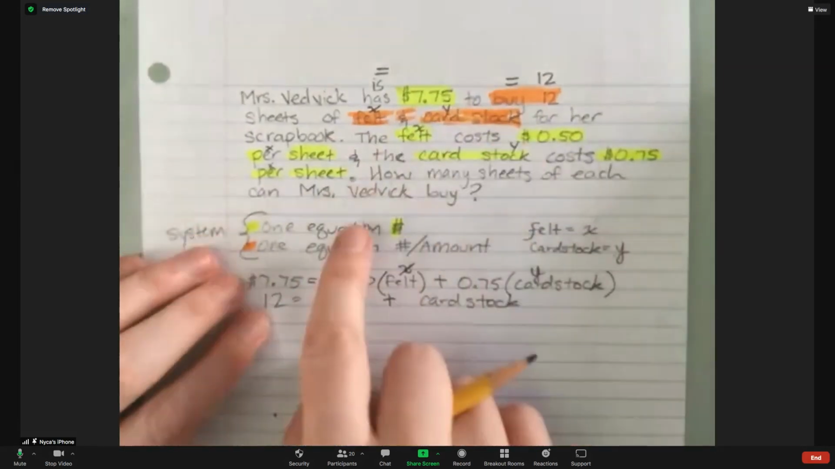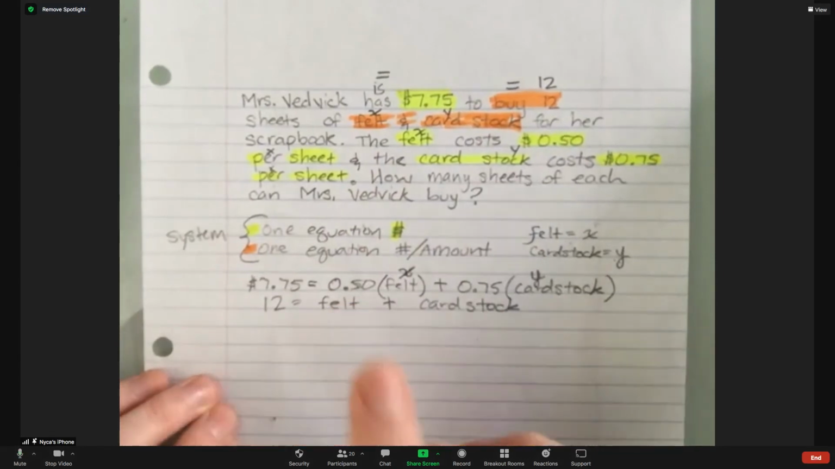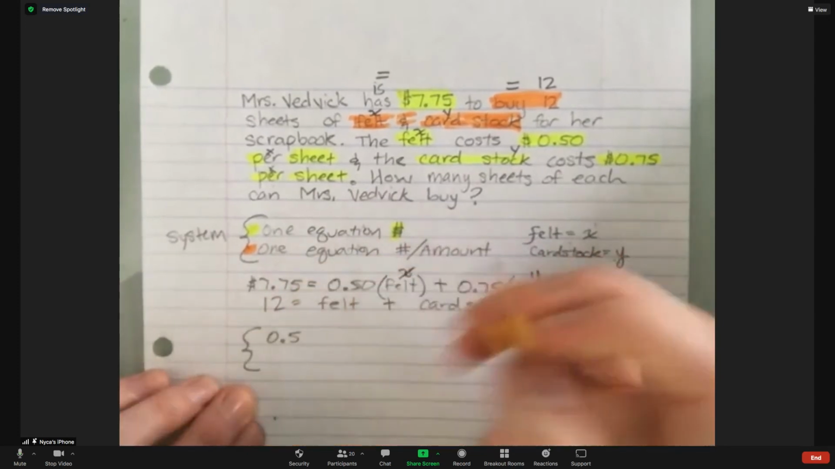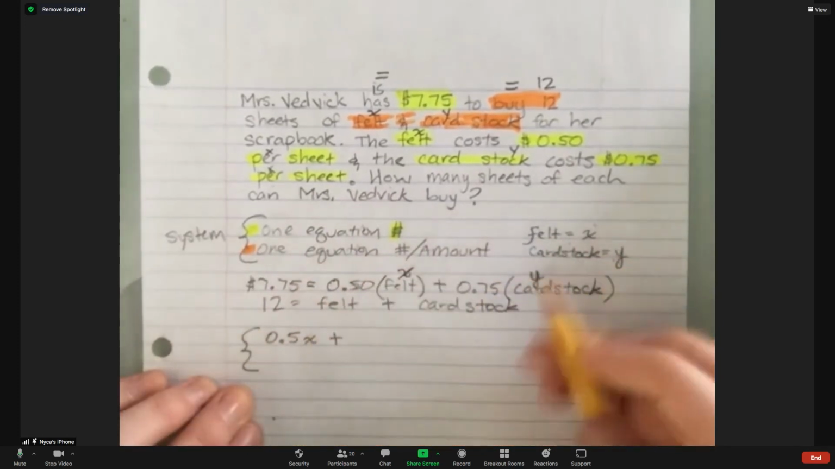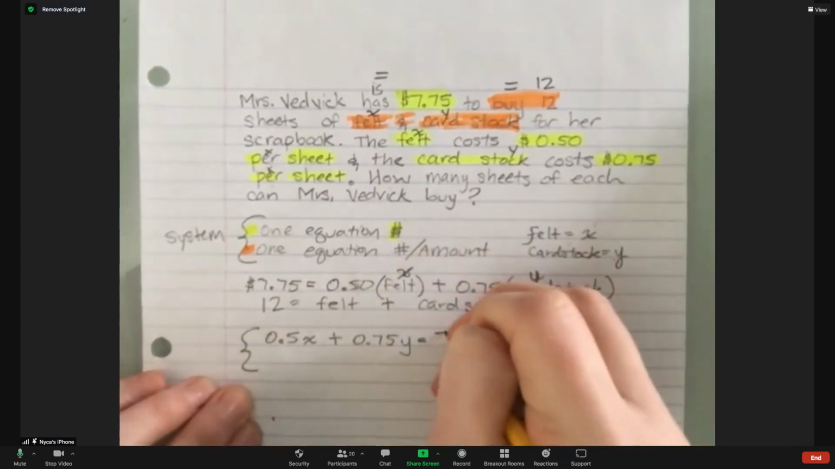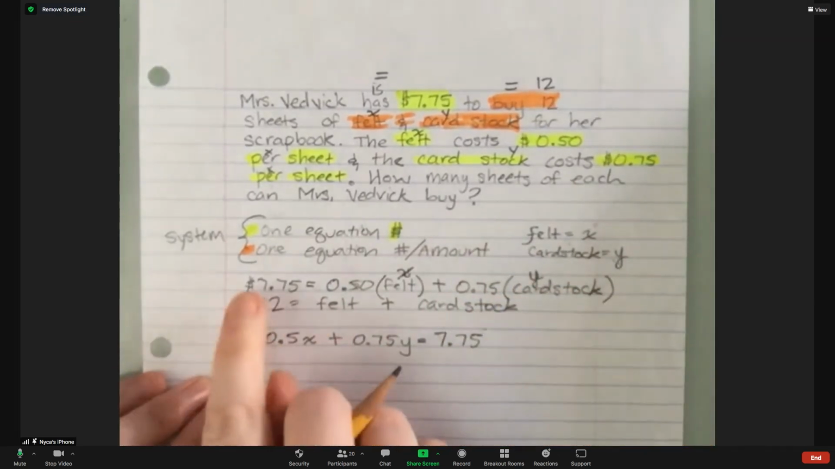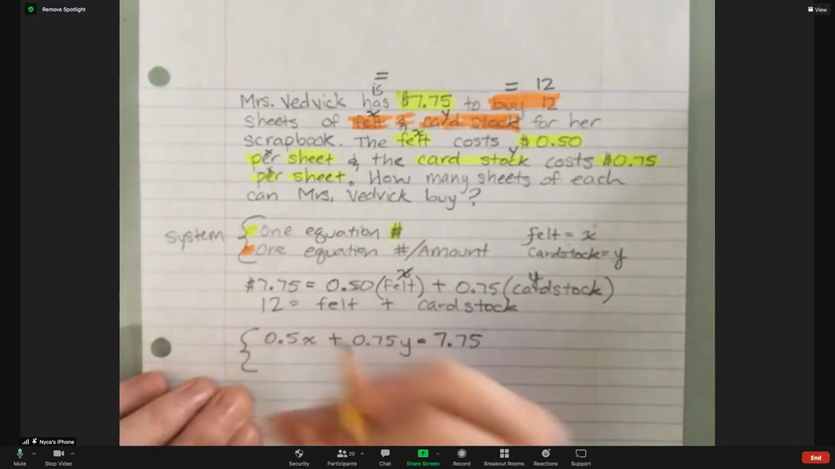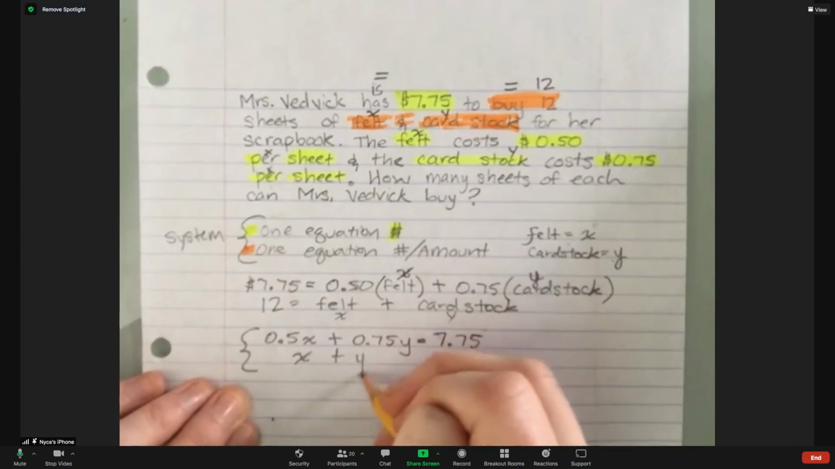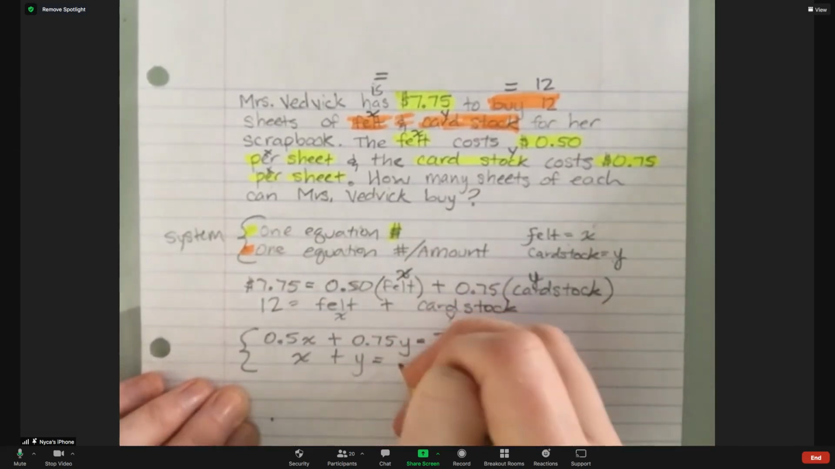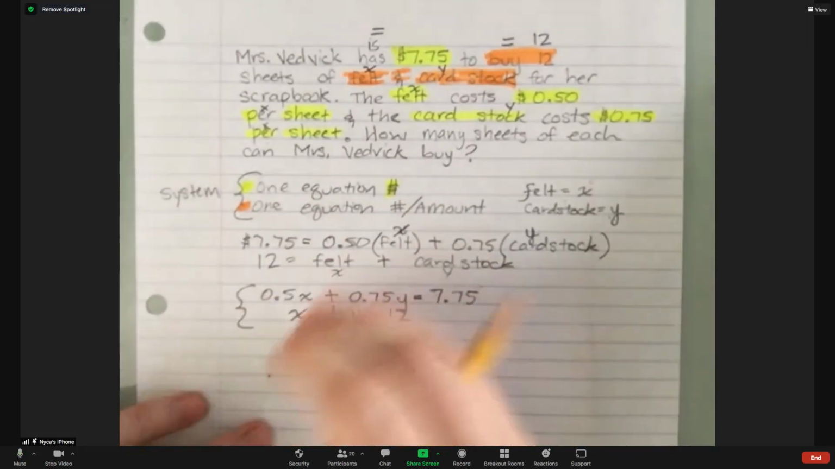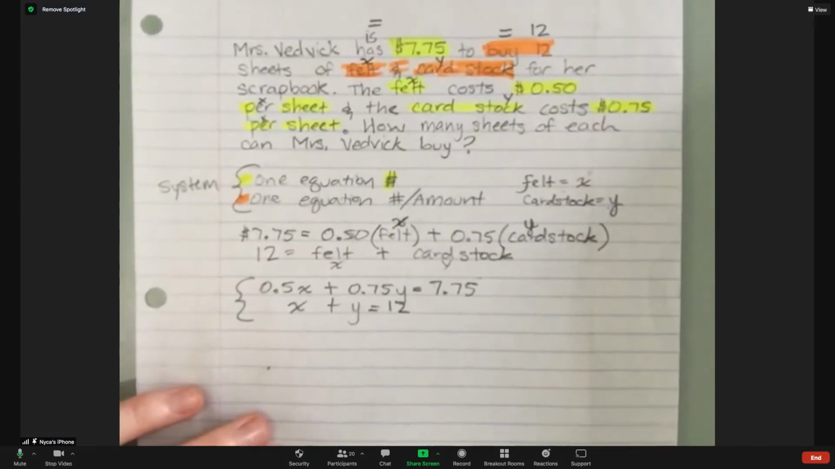So if I were to have this problem, I would expect this as your given to finally create your final equations, which would be 0.5x plus 0.75y equals $7.75. Notice you get rid of the dollar sign and the words. Your other one is X for felt plus Y for your cardstock is equal to 12 total that I must buy. Now you have your equation and you need to do elimination.